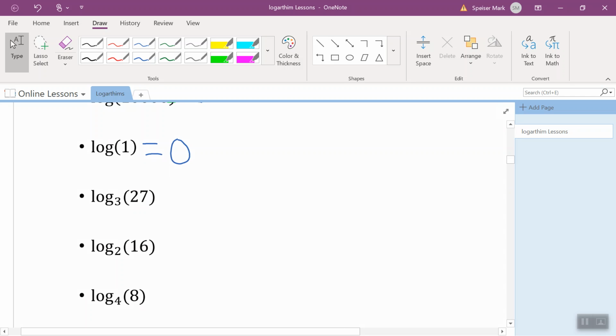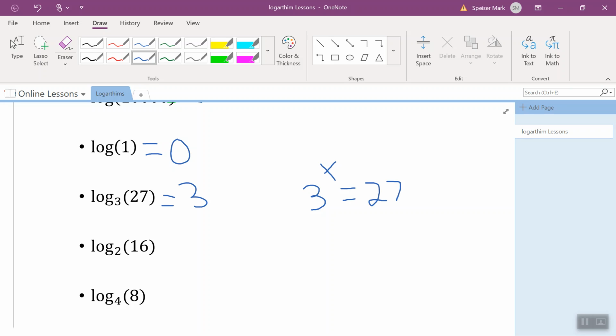Log base 3 of 27. Sort of asking 3 to what power equals 27. Which equals 3. Okay, next question. Log base 2 of 16 would be 4, because 2 to the 4th power is 16. Log base 4 of x equals 8. Well, it's asking 4 to what power equals 8.